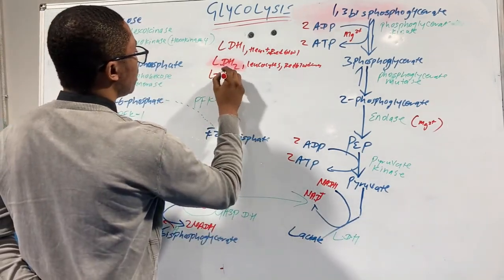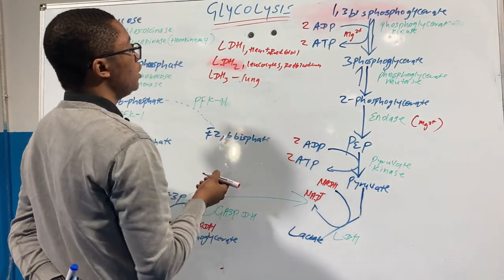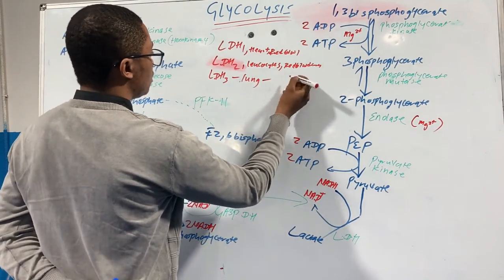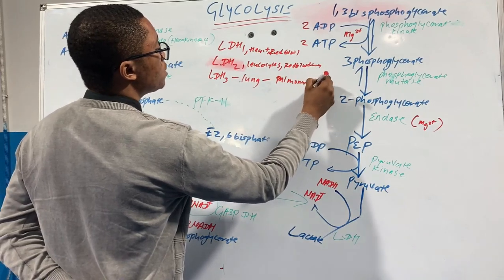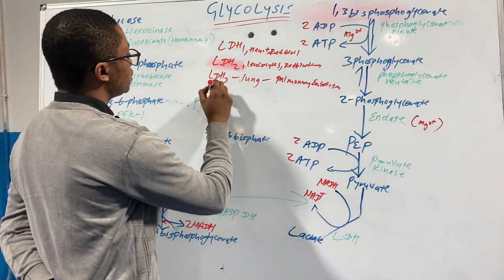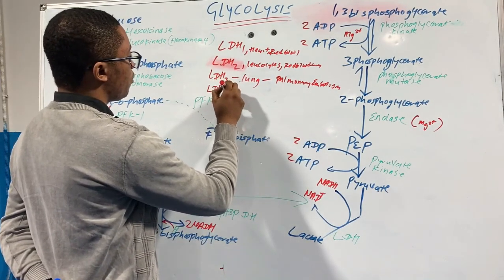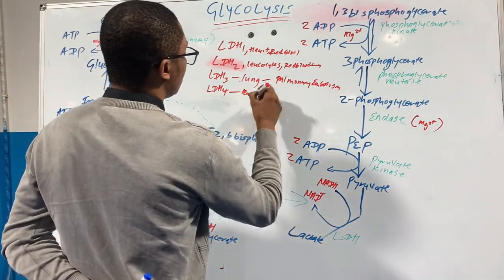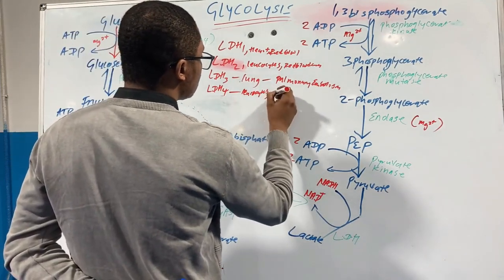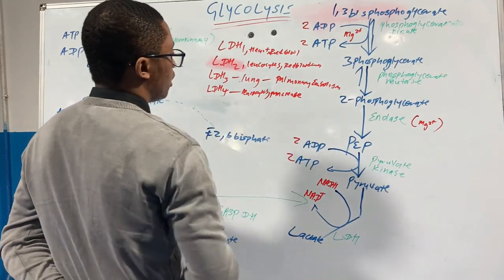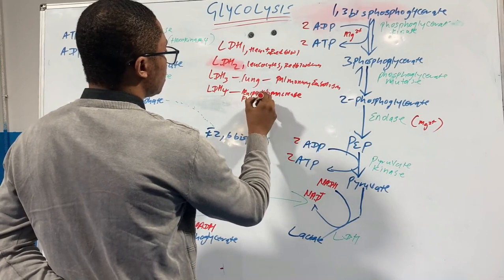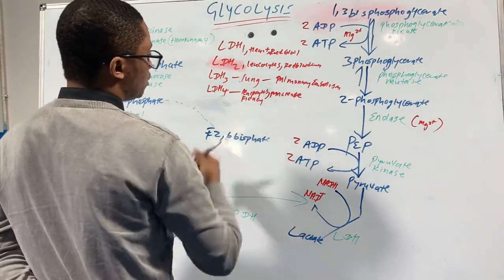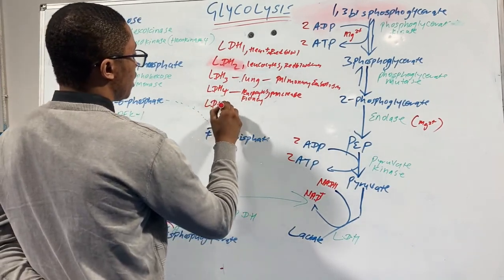And lactate dehydrogenase 3 is found in the lungs. An increased level of it in the lactate dehydrogenase panel may signify, let's say, pulmonary embolism. Lactate dehydrogenase 4 is found also in the leukocytes, in the pancreas, and also in the kidneys. So an increased level of it may signify this is related to the leukocytes, pancreas, and kidneys, such as pancreatitis and kidney diseases.